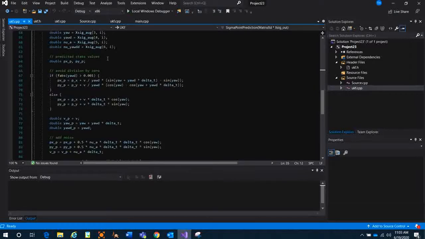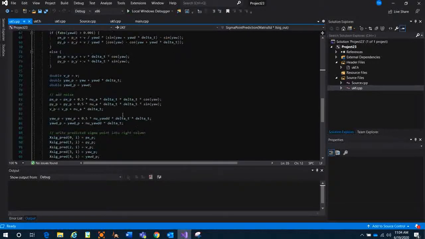And after we extract the values from this augmented sigma point, we pass through the model right here. You see, we have 2 cases right here. If the yaw rate is 0, we have PX, PY. Okay, right here. If your yaw rate is different from 0, we have the formula right here, and we apply this formula to calculate the PX, PY. And similarly we have the V and the yaw and the yaw dot. Okay, we have the formula to figure out how to do that.